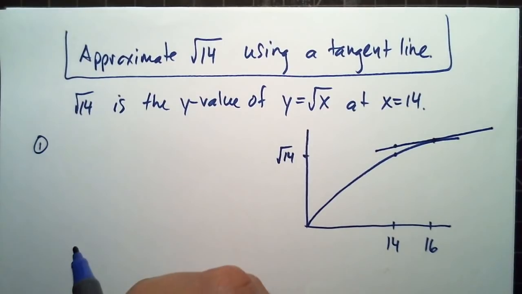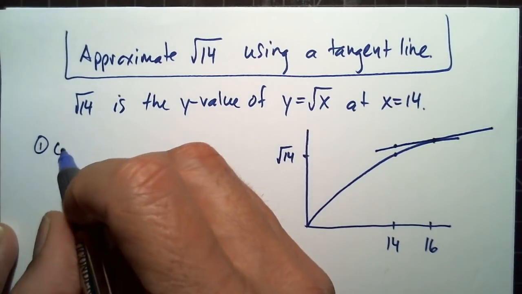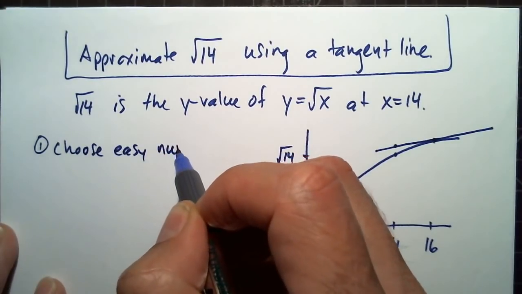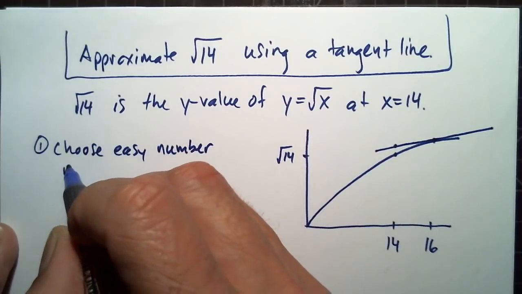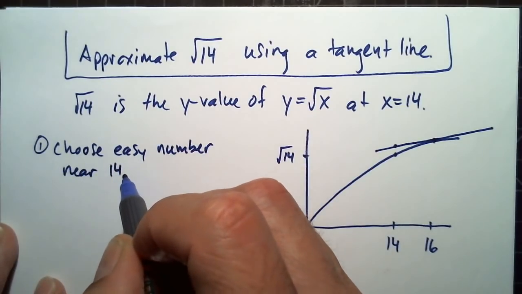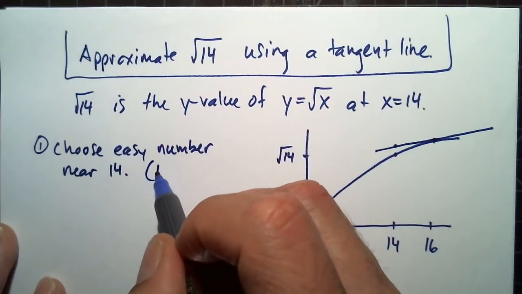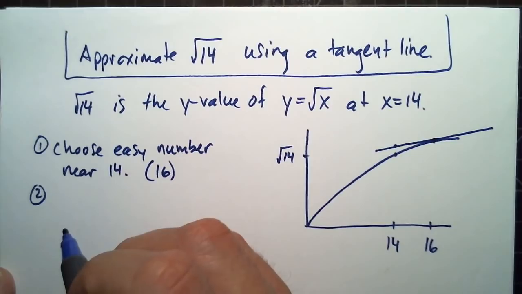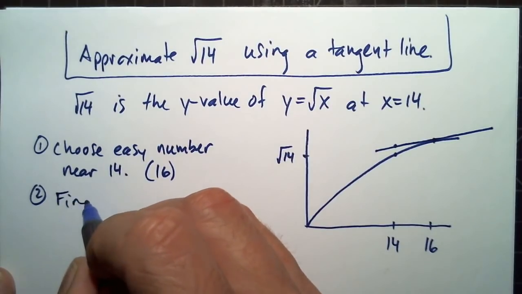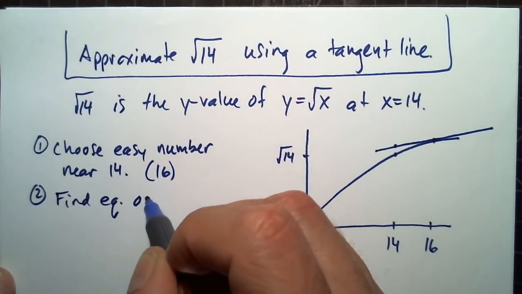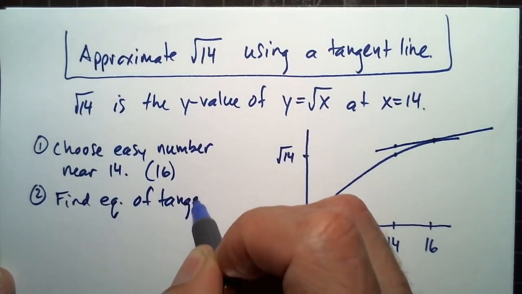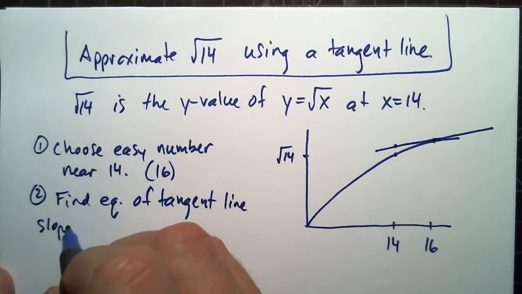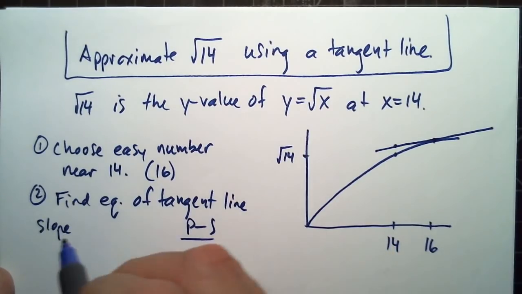So step 1, choose an easy number near 14, and we chose 16. Step 2, make a tangent line, equation of tangent line, so that's with the slope and point slope.